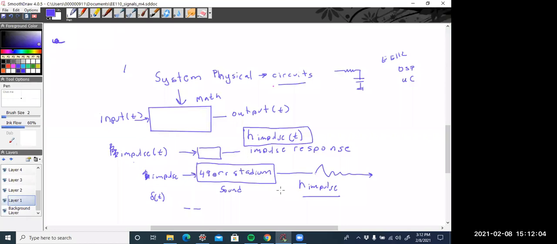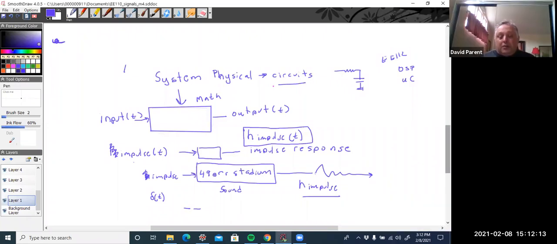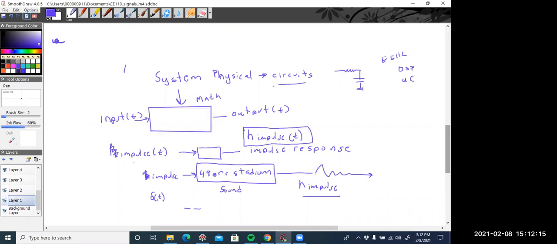Hello. So the step response is the integral of the impulse response? Yeah, exactly. We're going to review that in just a bit, though.